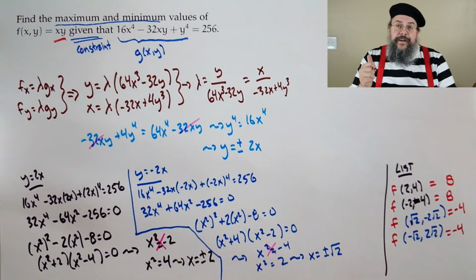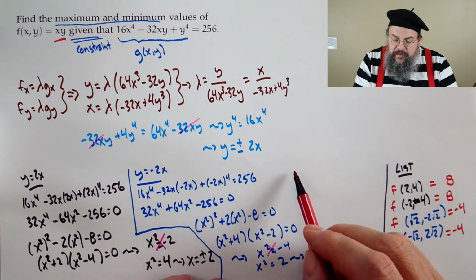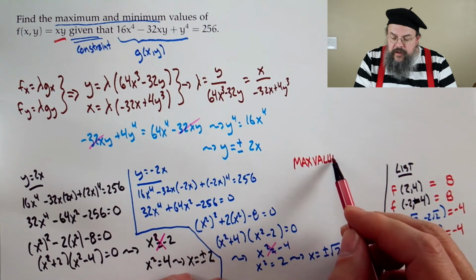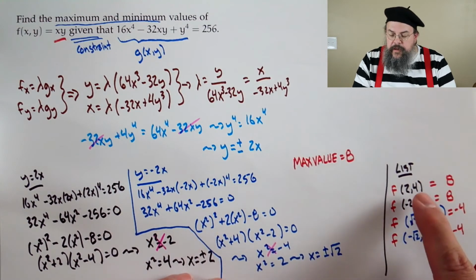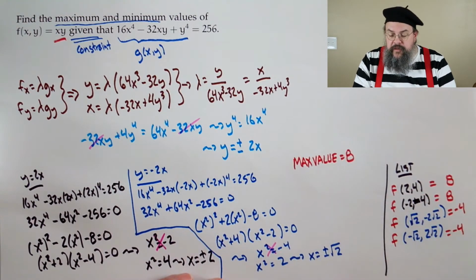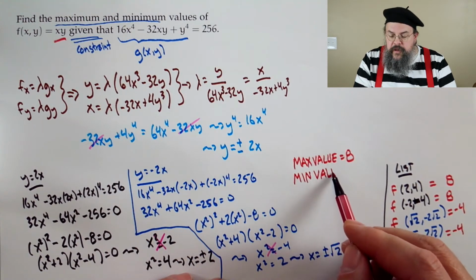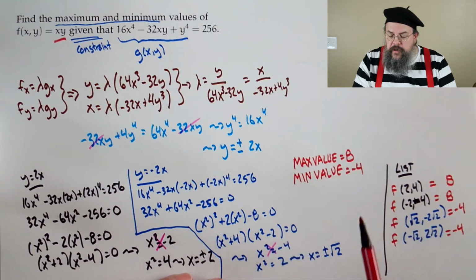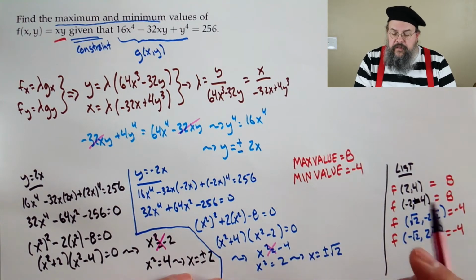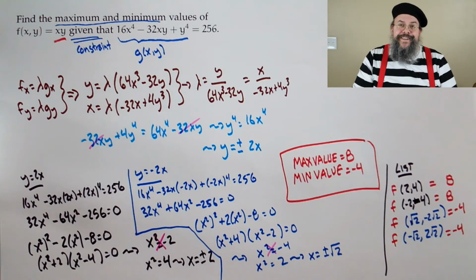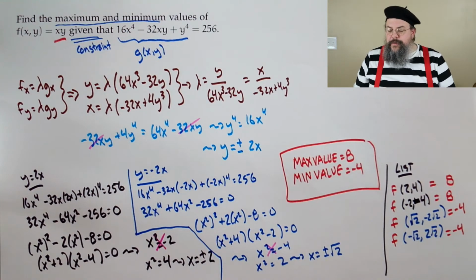So we say, aha, here we go. The max value is equal to 8. And we can even say this is where it happens. It happens in 2 places. And the min value is equal to negative 4. And again, it happens in 2 places. And we're done. Wow, beautiful.